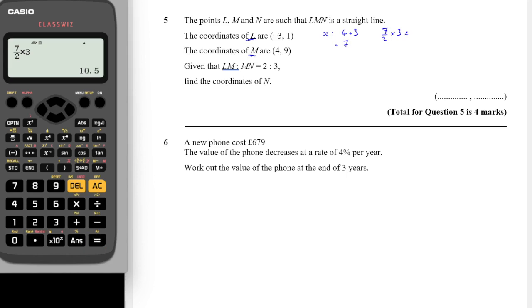10.5, and I would need to add that 10.5 onto the coordinate at M. So 10.5. So my x coordinate is going to be 10.5 plus 4, so it's going to be 14.5.